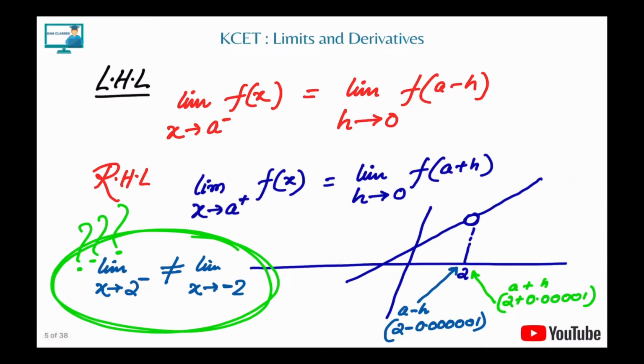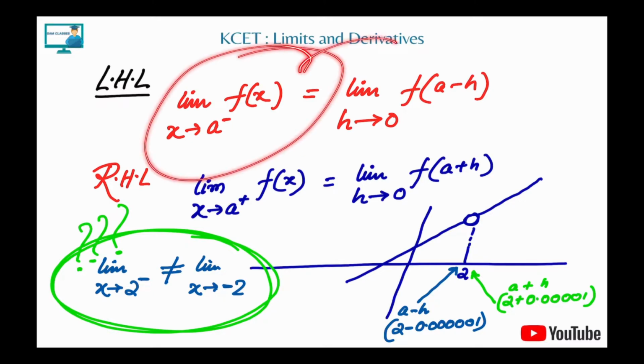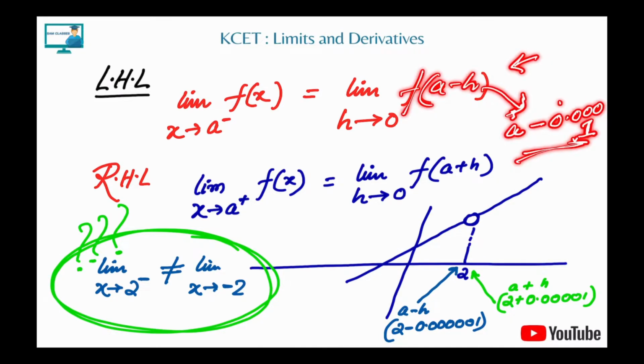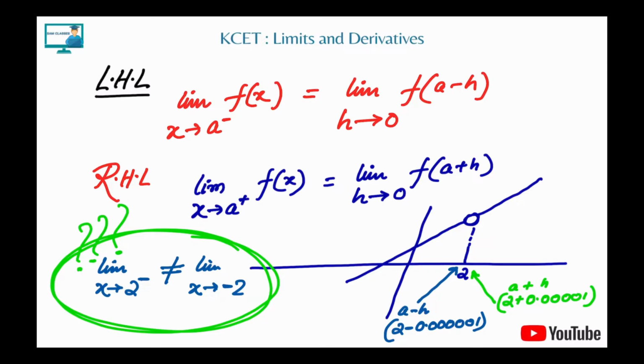Now when we say limit x tends to a minus, what do we mean by that? We mean a value which is just smaller than a. How do we find it? From a, subtract a very small value h, almost tending towards 0. Correct? Now when we say a plus, it means a value which is just a bit bigger than a. So that is f of a plus h.